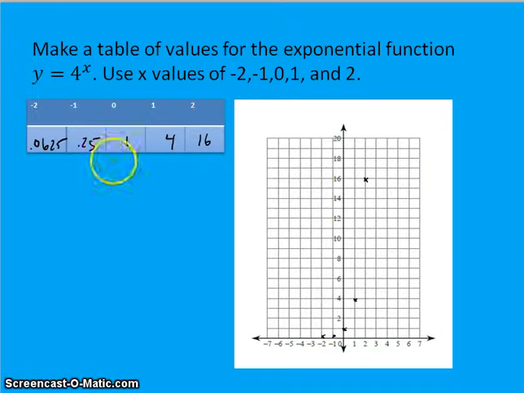We can't use a ruler to draw this line. We've got to freehand it a little bit. So again, it doesn't go below the x-axis, so it stays really close. It goes through these two points, and then here it will shoot up really fast. So we have an exponential growth function.